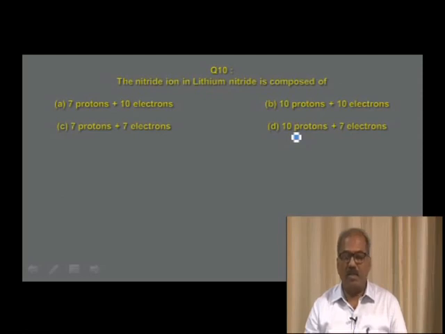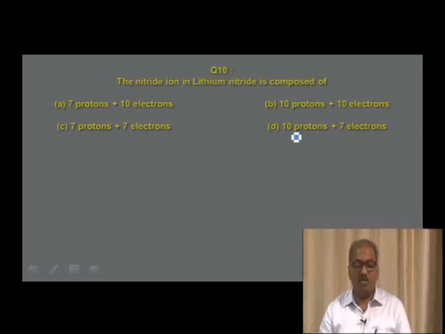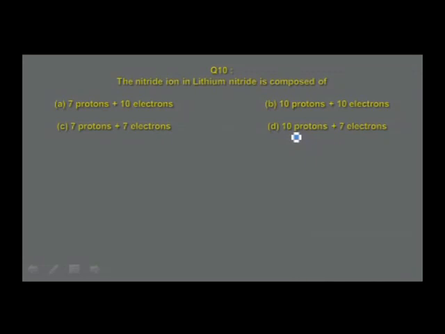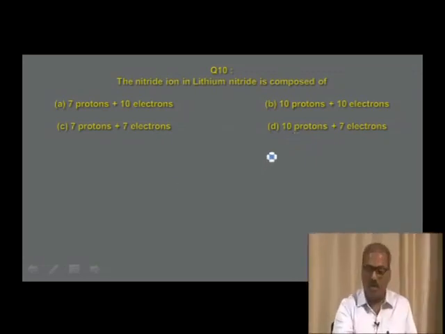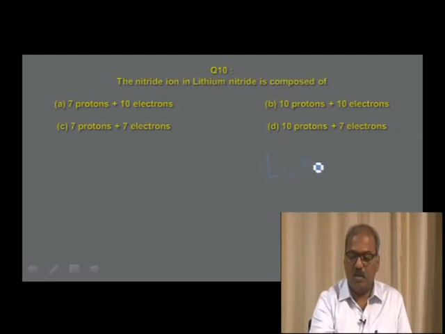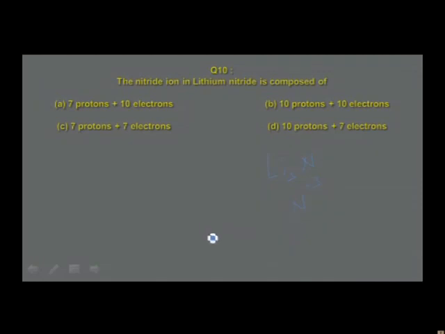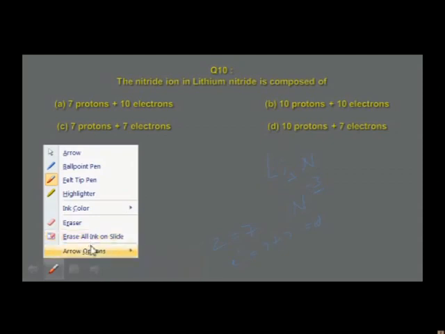In the next question, which is based on lithium nitride, you are asked to calculate the number of protons and electrons in the nitride ion. The lithium nitride formula can be written as Li3N, which contains the nitride ion N3 minus. So the number of protons, Z, is equal to 7 for nitrogen, and the number of electrons for this particular ion is 7 plus 3 extra electrons, that is equal to 10. So I have given this answer.